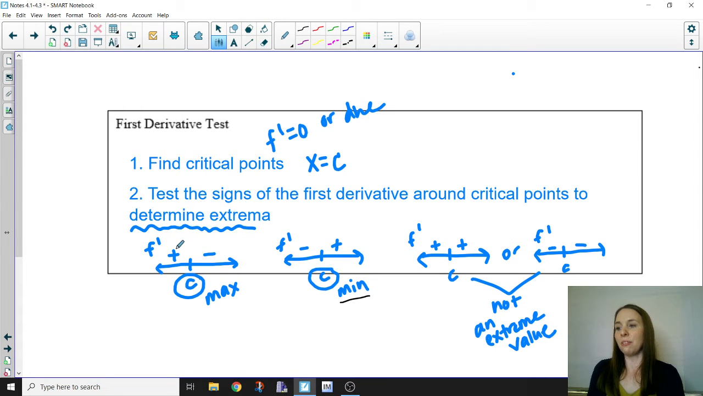When we have f prime or y prime, whatever it is, the first derivative going from plus to minus around a critical point, that means that that critical point is a maximum. If we have the opposite, the first derivative changes from negative to positive, from the left to the right of the critical point, that is a minimum. And if there's no change, that means that it is not a max or a min.